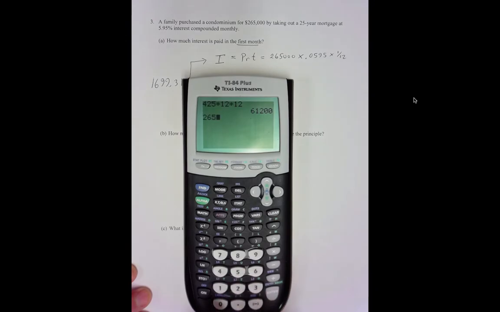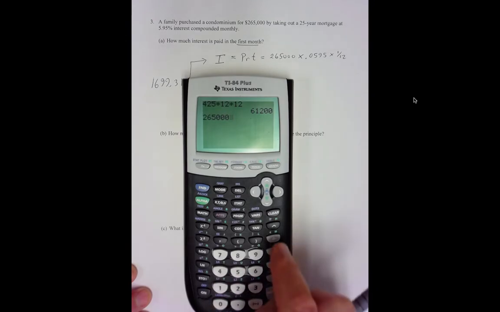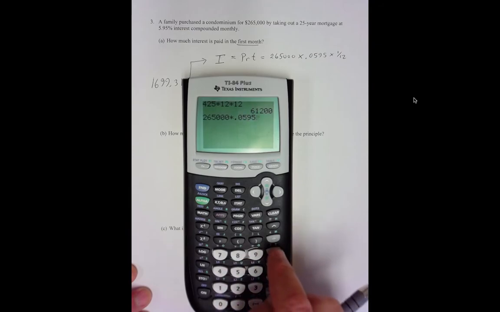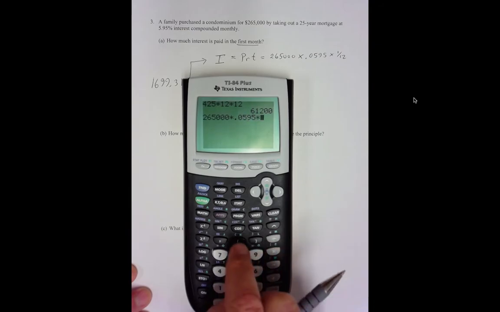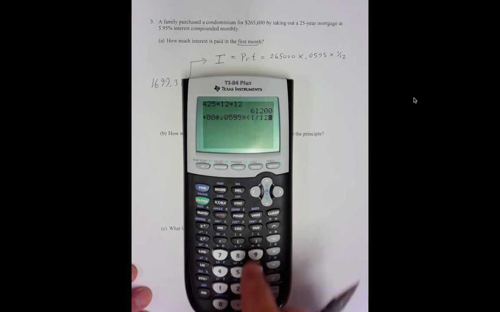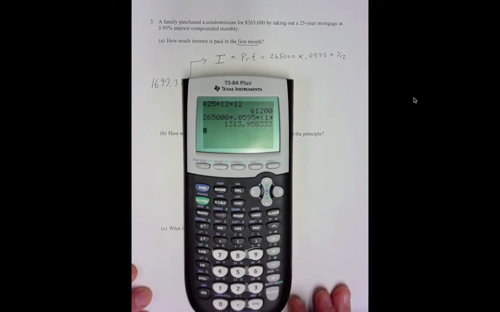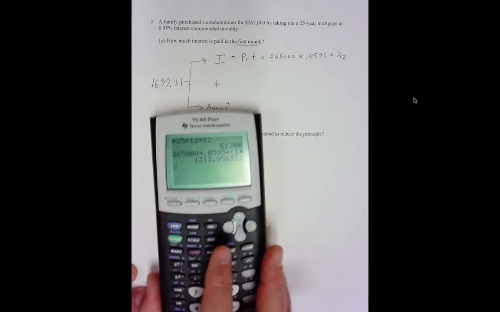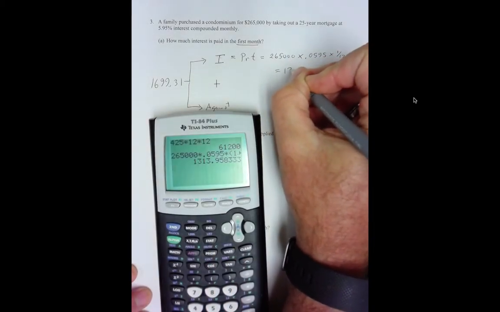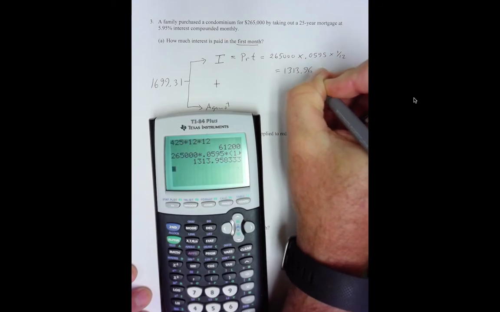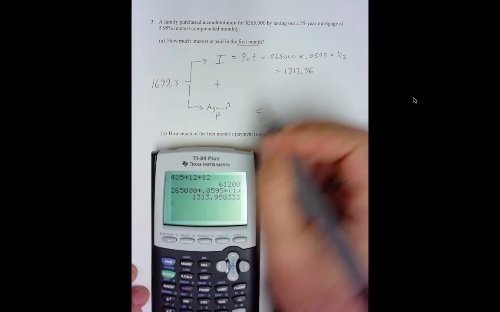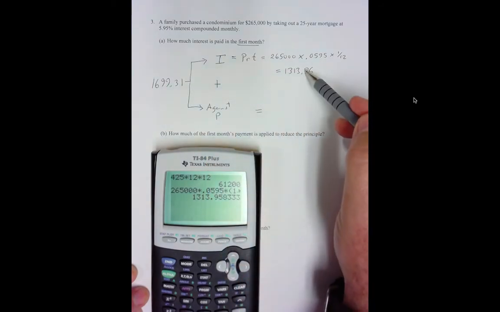So 265,000 times 0.0595 times 1 divided by 12. So the interest is $1,313.96. Now, to find the part that goes against the principal, all we have to do is take this and subtract that.